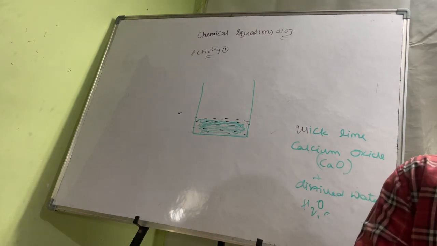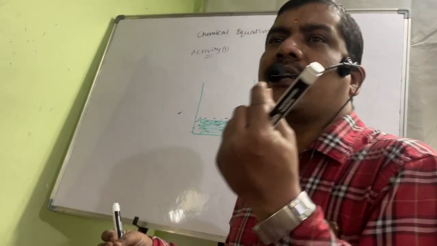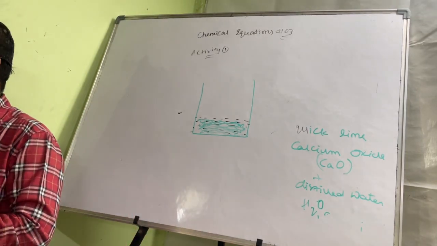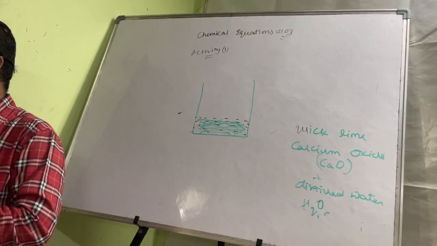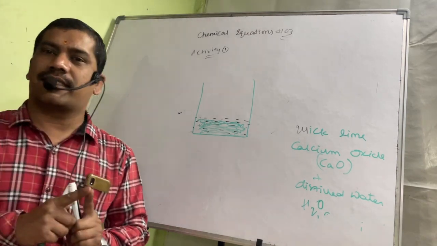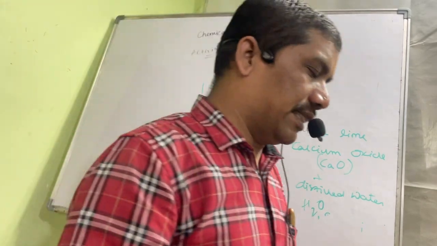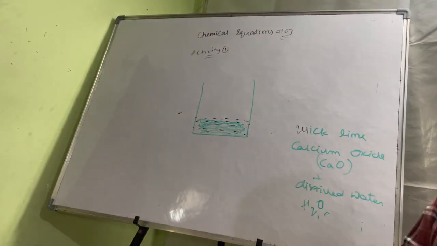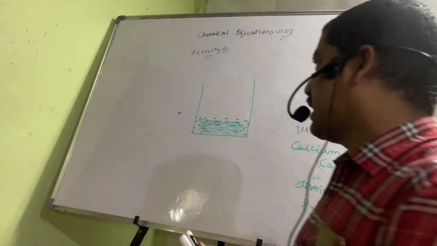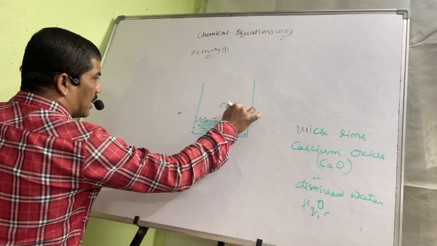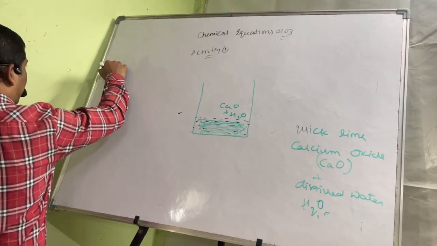So that heat energy which is coming out will make the beaker hot, and if you touch it, you will get the sensation. Got this point, all of you now? Right. That's why we feel that the beaker is hot when we touch it. Okay. So, now, clear everything? Yes. That much only is the activity. CaO plus H2O. The reaction also we'll see after some time.